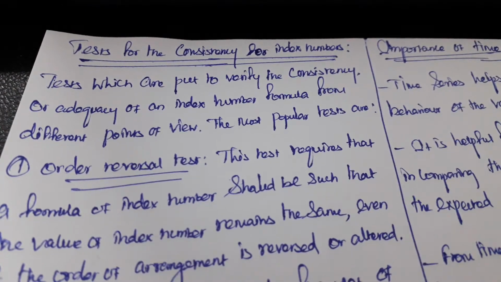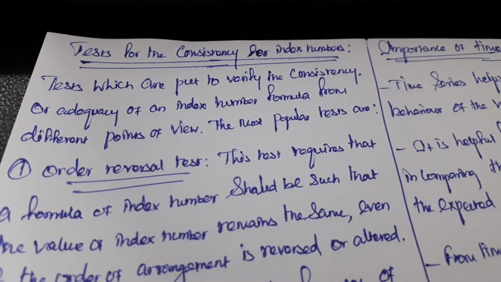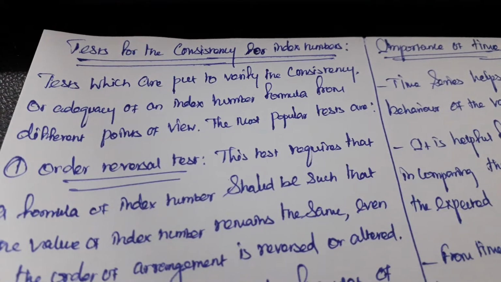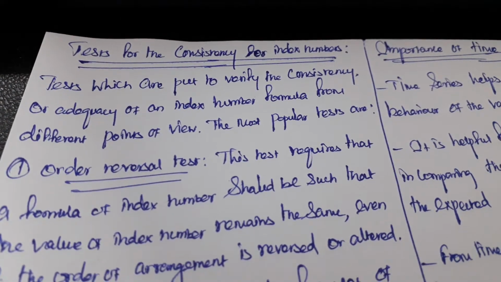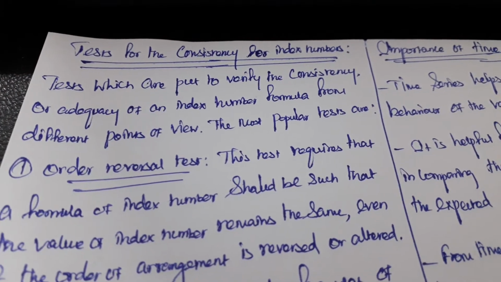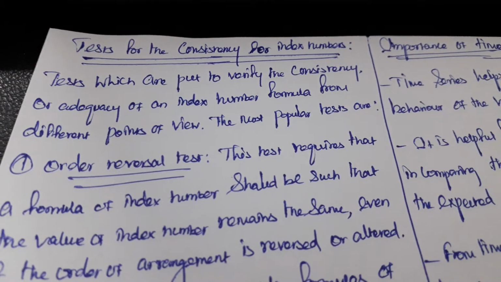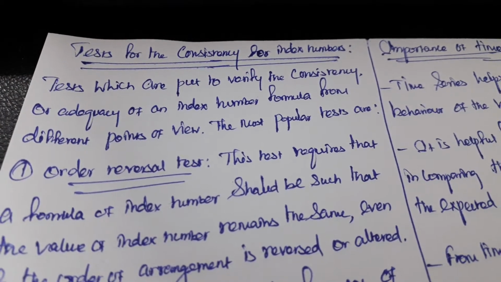What is an index number? The name itself, it is an indicator of statistics which is used for studying the changes of variables over a period of time. It's called index numbers. Tests for the consistency.